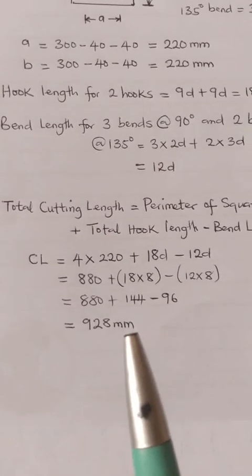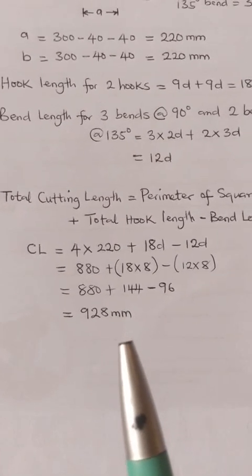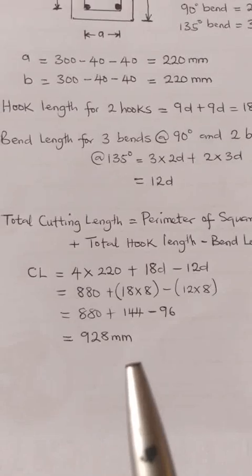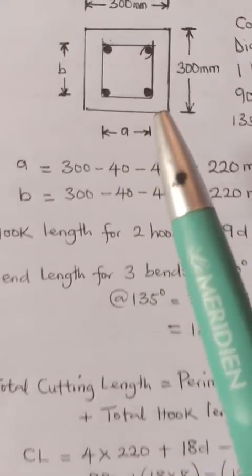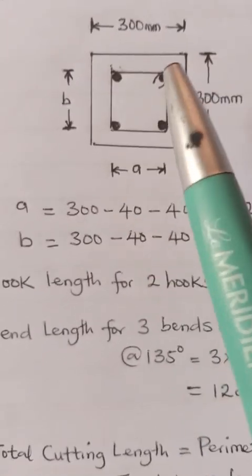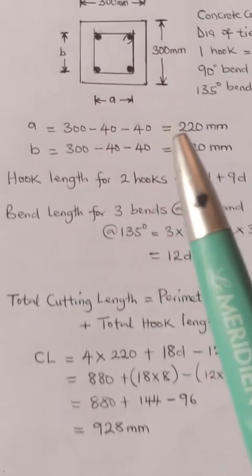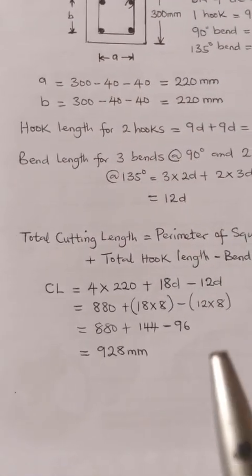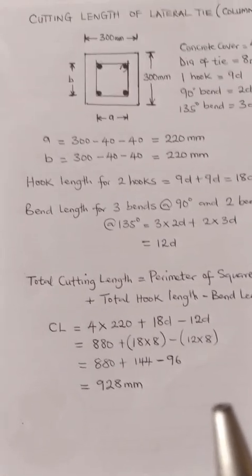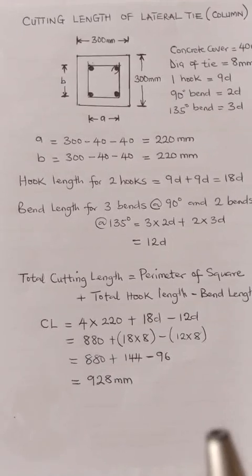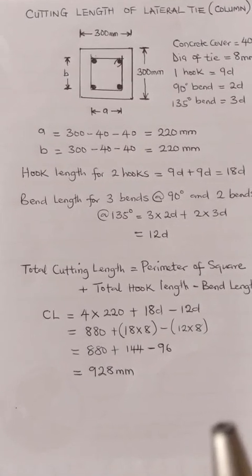So this is now the cutting length that the bar bender is expected to cut from the full standard length of 8 mm diameter bar to be able to produce this shape of tie for this column. All right, so this is a well-defined approach in calculating the cutting length of a lateral tie.